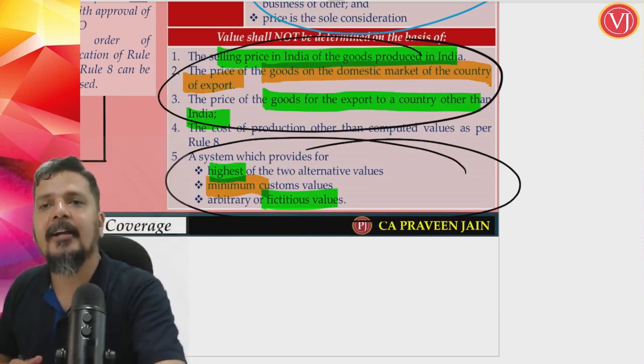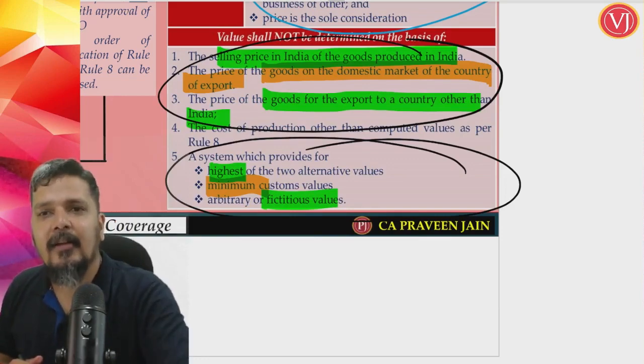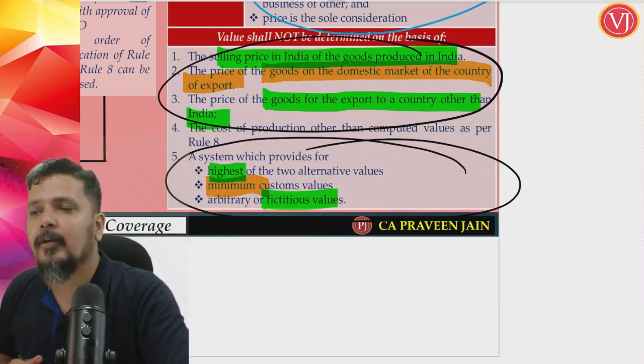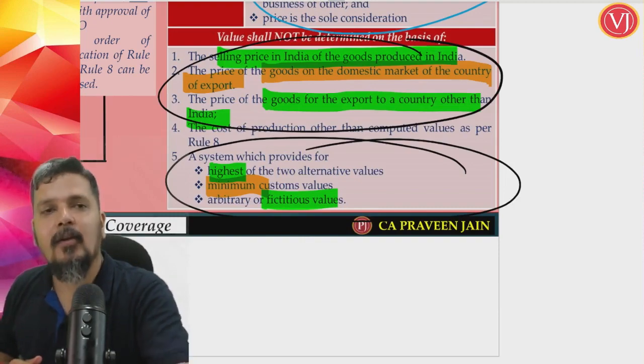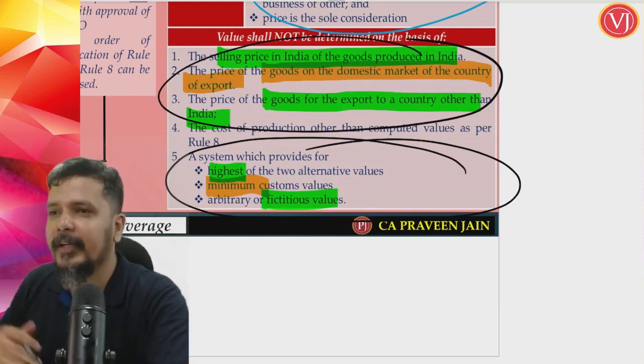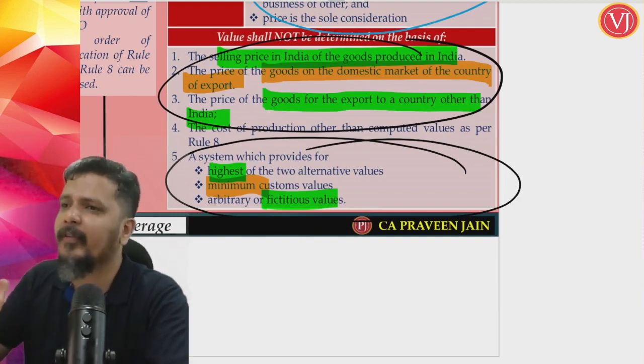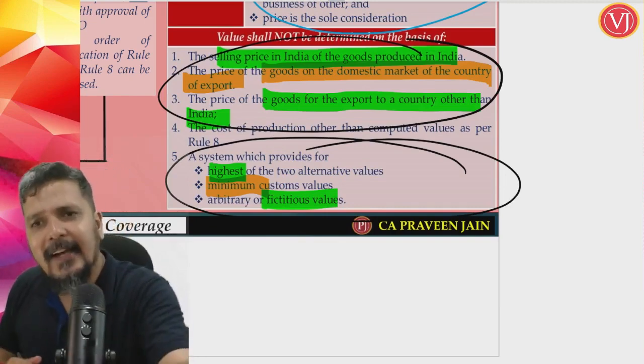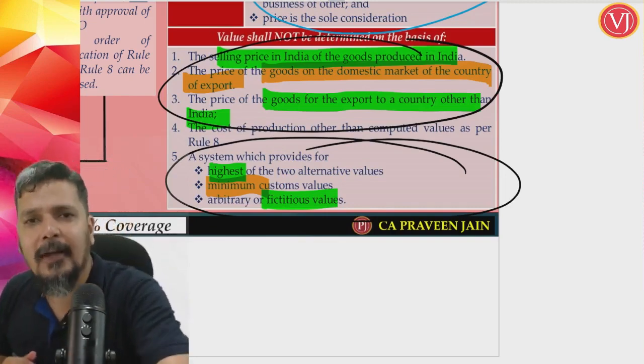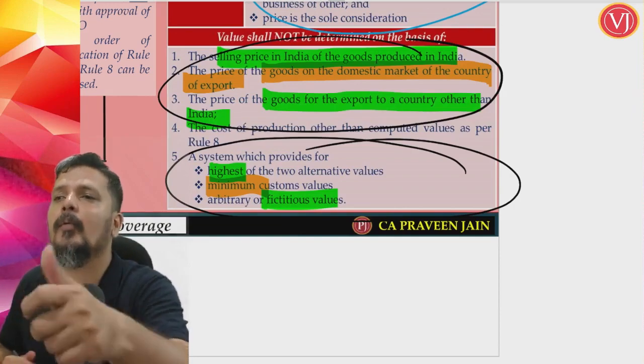Supposing 100, 112, 115, 120 is the answer, the final answer in terms of rule 9. Officer cannot go with 100, cannot go with 120, cannot go with 112, cannot go with 115, just like that. He has to select any of them, say for example 112, and tell why 112 is more valid than other three.